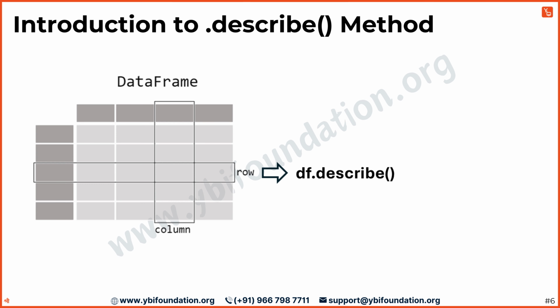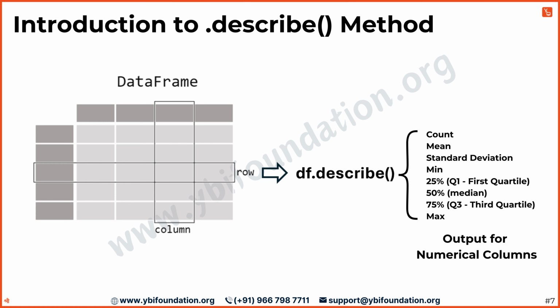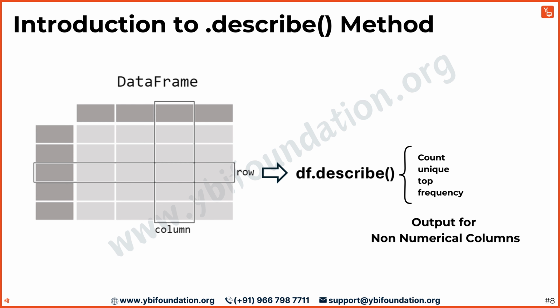As shown, the describe method takes in a data frame, like the one you see on the left, and returns statistical information. For numerical data columns, the describe method provides summary statistics such as the count, mean, standard deviation, minimum, various percentiles and maximum value. For non-numeric columns, the describe method will provide count, the number of unique values, the most frequent value, also known as the top, and the frequency of the top value.